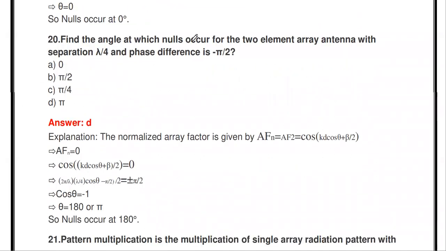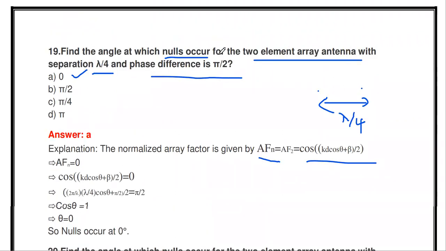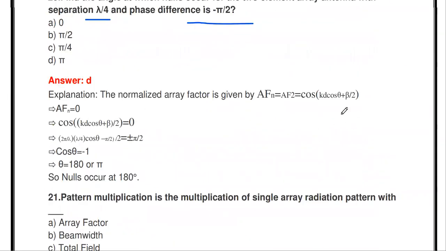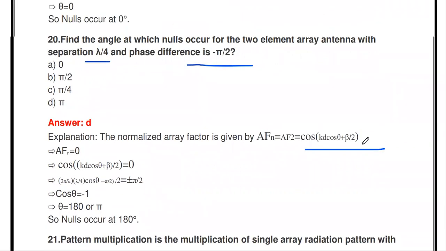Similarly, find the angle at which null occurs for a two element array if the separation is lambda by 4 and the phase difference is minus pi by 2. In the previous problem the phase difference was pi by 2, and we got a null at 0 degree. Similarly, in the same formula, you substitute the separation d and beta equal to minus pi by 2, equate the normalized array factor to 0, rearrange and calculate theta.